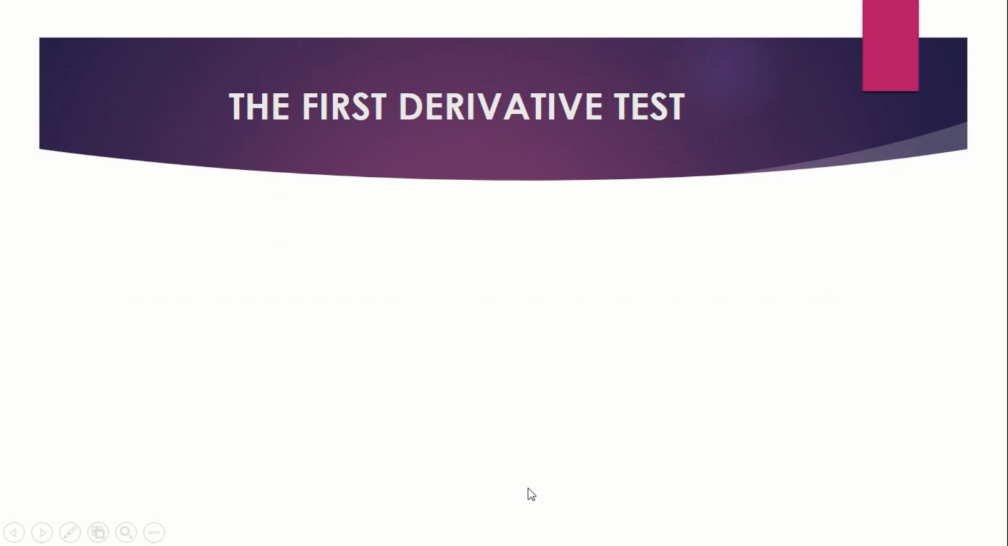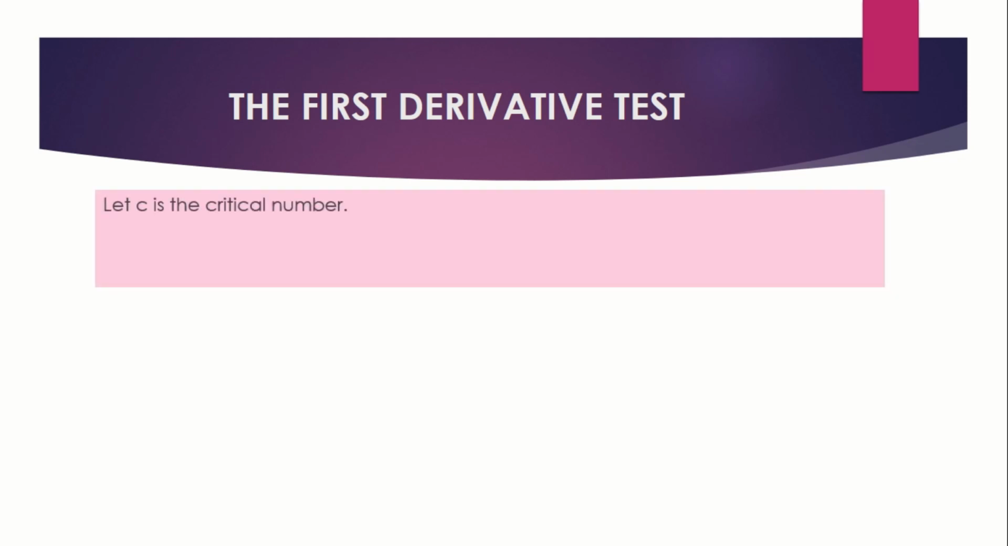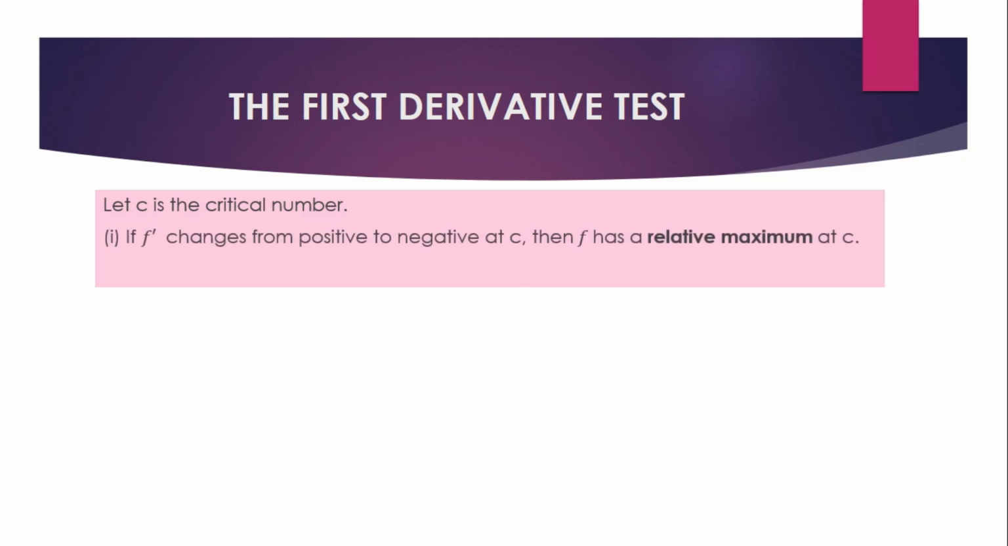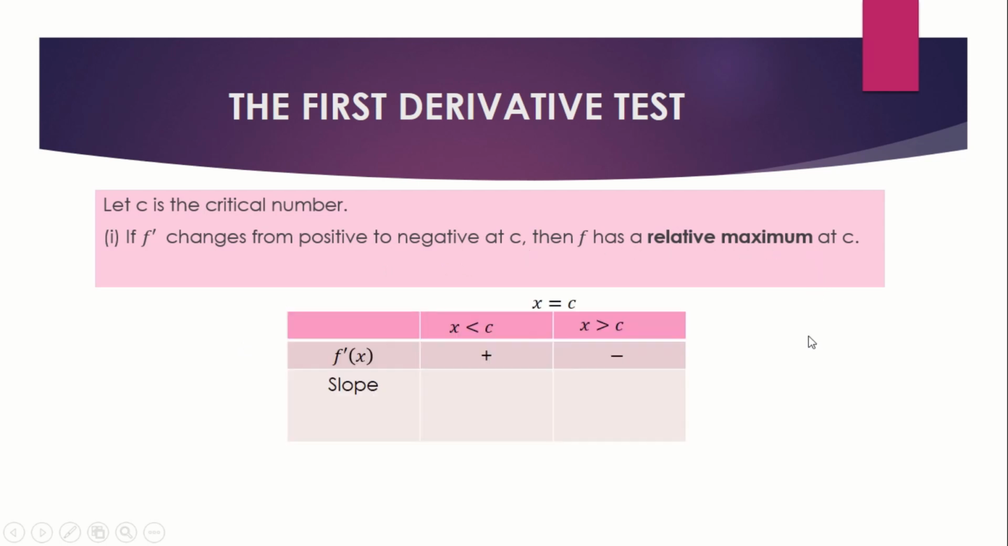Now we look at the first derivative test, where c is the critical number. If f' changes from positive to negative at c, then f has a relative maximum at c. If we draw a sign table analysis for f'(x), with f' changing from positive to negative, for x less than c, f'(x) is positive, for x greater than c, f'(x) is negative.